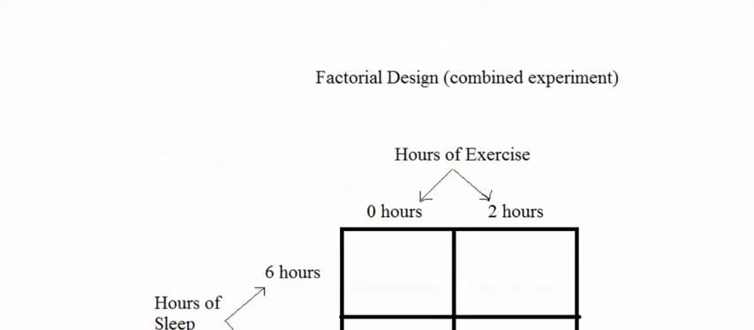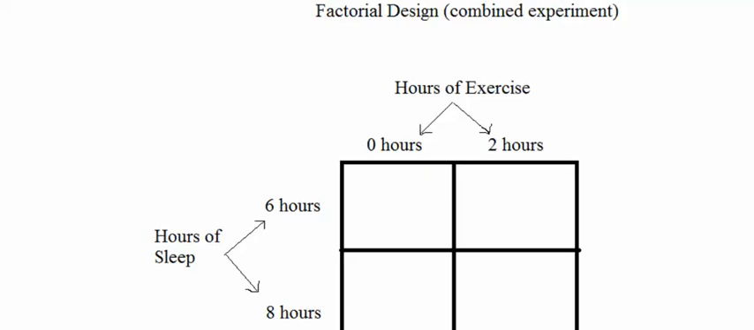So this factorial design right here has two independent variables, hours of exercise and hours of sleep. Each independent variable has two levels because we have two levels of exercise and two levels of sleep. And we have a total of 4 conditions in the experiment, because each box is a condition: 1, 2, 3, 4. So we basically have 4 situations in the experiment.